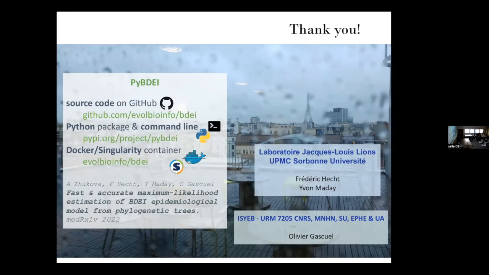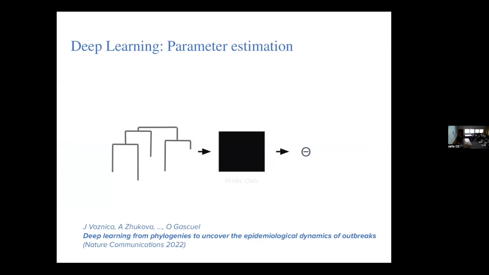I hope you're convinced that phylodynamics has a great future, but if you're wondering about the difficulties of calculating the likelihood of those trees and those equations, there are also possibilities to use deep learning to estimate the parameters. I'm not going to talk about it now, but if you're interested, you can ask me during the break.